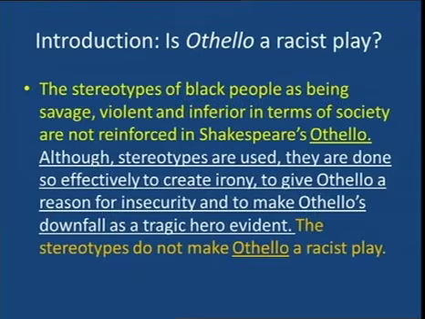So, that person has laid out for themselves 3 things. Stereotypes are used to create irony, give Othello a reason for insecurity, and to make his downfall evident. And so this person has actually already given the structure of their essay, because those are now the 3 topics they will discuss in the following paragraphs. And it's really important that you do that in your introduction.